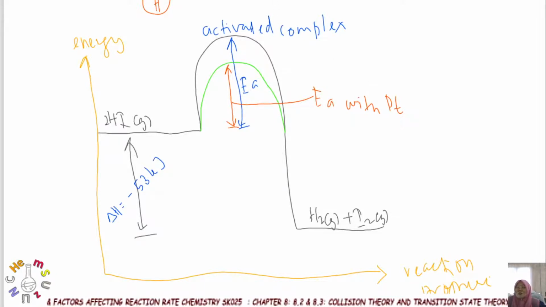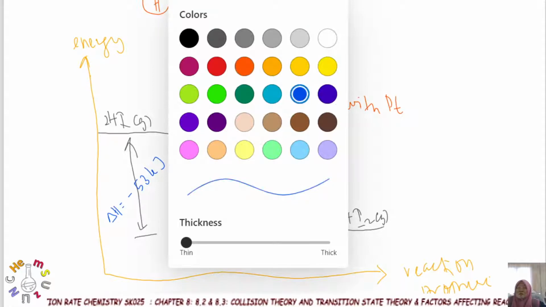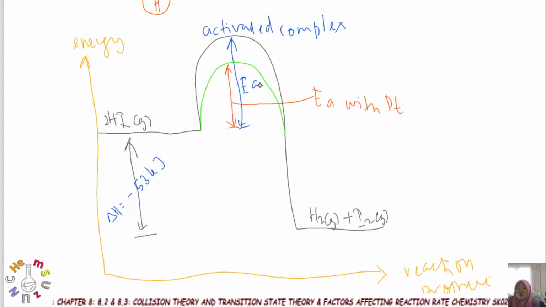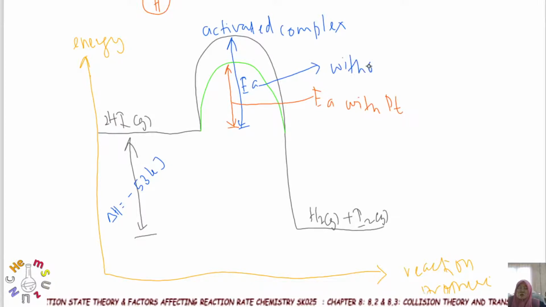Lepas tu, yang blue colour ni? EA without catalyst. So without catalyst, without Pt. Without catalyst ke without platinum? Patut label dekat graf ni. Without platinum.